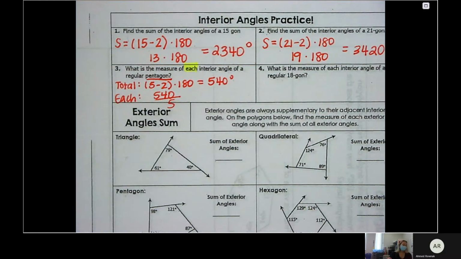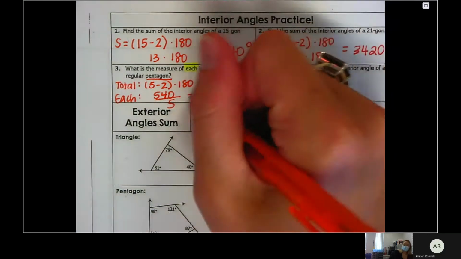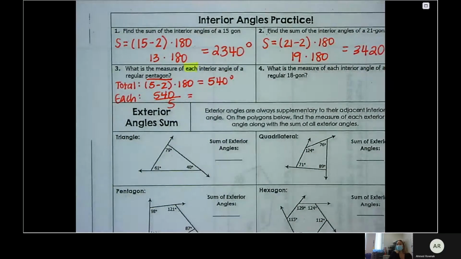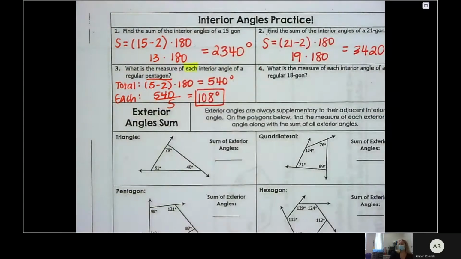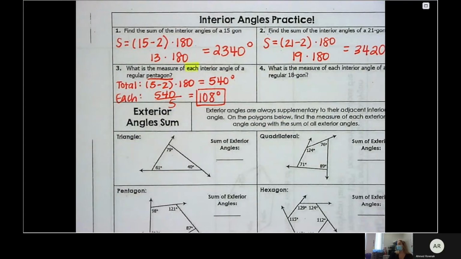So what is 540 divided by 5? Divided by 5. Yeah, I think so. 108. Oh, 108. Is that what you said? They said, my bad, they said 118. I apologize. My bad. 108. Okay, so if I added up 108 5 times, because it's a pentagon, 108, 108, 108, 108, 108, added up 5 times, I should get 540, the total.